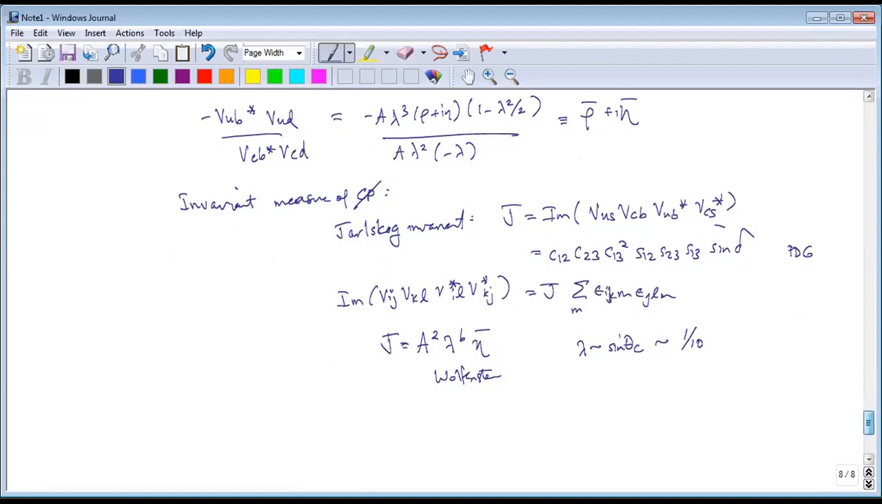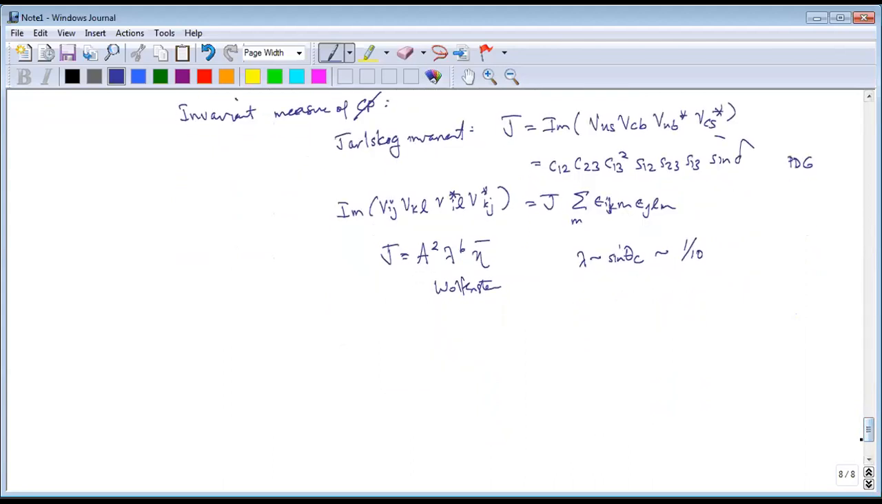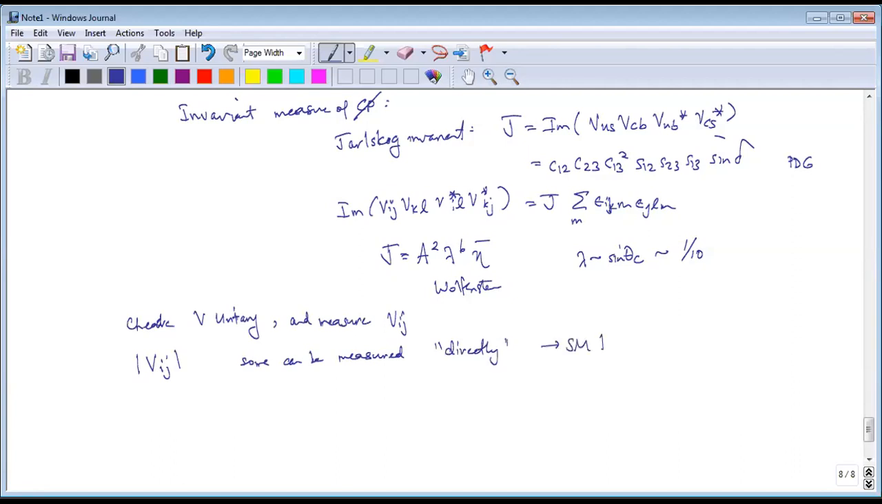Now there's a huge industry, both experimentally and theoretically, directed to measuring these parameters and checking whether V is unitary. So I'm going to check V unitary. As usual at the end of lectures, I lose my ability to spell properly. And we want to measure the V_ij's. For some of them, in particular some of the absolute values of the entries, there's been an enormous amount of work over many decades just to measure these things. Some of these things can be measured in a direct way, meaning standard model tree level processes.